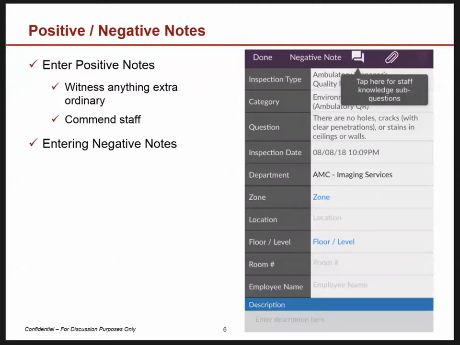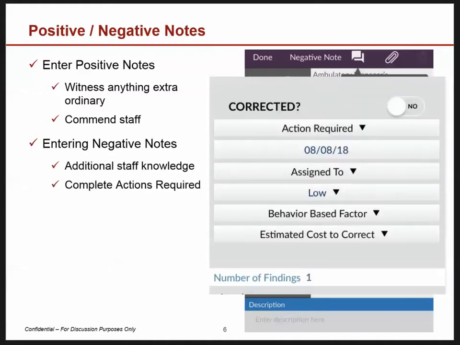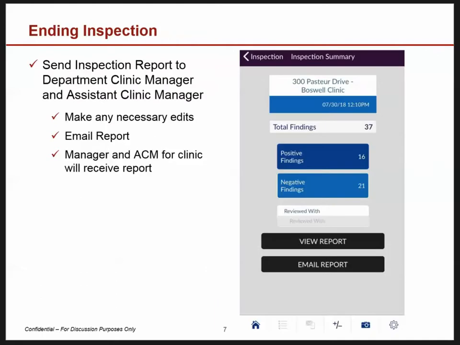Entering negative notes, there is additional staff knowledge sub-questions. Click on the sub-questions and make sure to also complete the actions required. Ending your inspection. Send an inspection report to the department clinic manager and assistant clinic manager. You can make any necessary edits before emailing the report. Otherwise, you can click on Email Report, and the manager and assistant clinic manager for the clinic will receive a copy of this report.